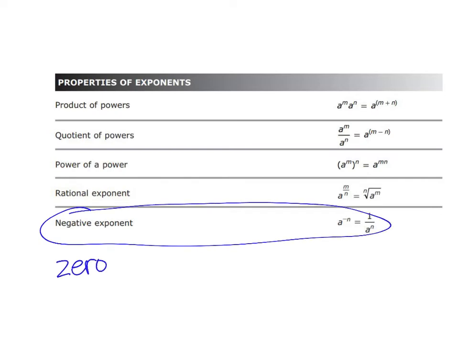Zero is actually pretty simple. If we have a to the 0 power, and a can be any value, just so you know, this is 1. And we'll talk about that a little bit more in detail. This rule here, if we have a negative exponent, we're going to be using. So for example, any number to the 0 power is 1.